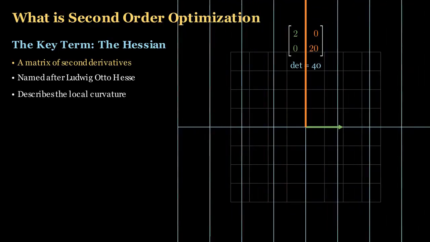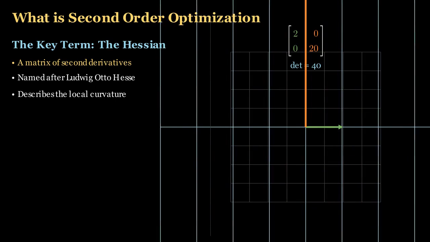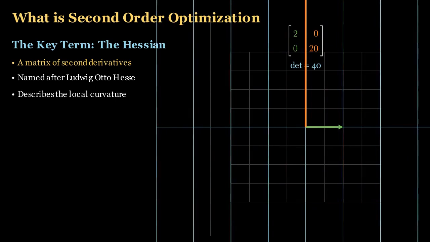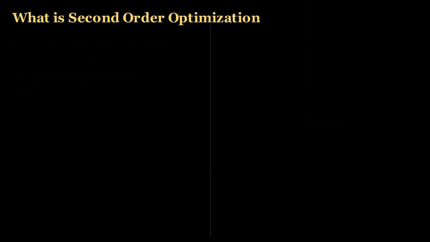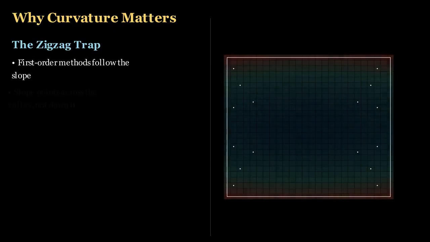The name comes from the 19th century mathematician Ludwig Otto Hesse. It's a table of second derivatives that captures the curvature in every direction at once. We just saw the Hessian captures curvature.